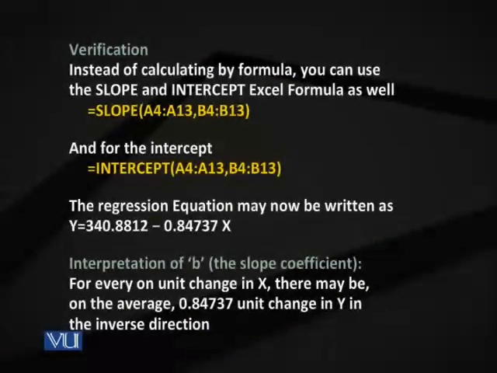So slope and intercept provide the slope coefficient and the intercept of a simple linear regression line, and we can compare these values. So we can write the regression line as y is equal to 340.8812 minus 0.84737x, which you can see, and we can interpret the value of B, the slope coefficient, as for every 1 unit change in x, on the average, y may change by 0.84737 units in the opposite direction, because the coefficient has a negative value, and that is logical because quantity demanded is inversely related to price. It is an inverse function of price.